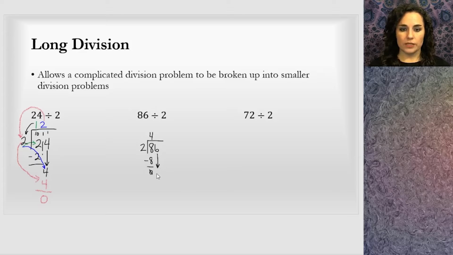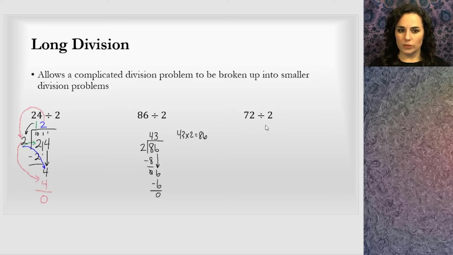My next step is to bring down 6. And just like over here, I'm going to repeat the process. How many times does 2 go into 6? 2 goes into 6 3 times. Again, I'm going to multiply whatever I just wrote down, the 3, by what's out front. 3 times 2 is 6. I'm going to put that down here. And I can see that 2 goes evenly into 86 43 times. Or conversely, 43 goes into 86 2 times. So 43 times 2 equals 86.